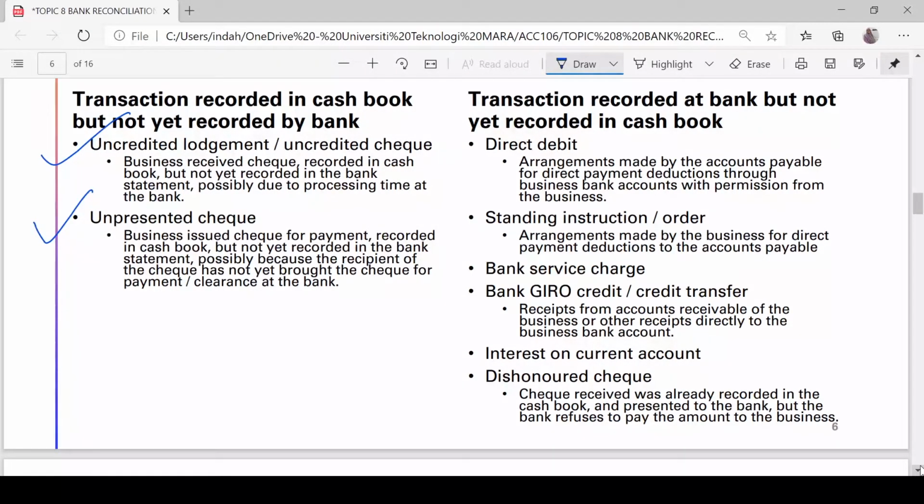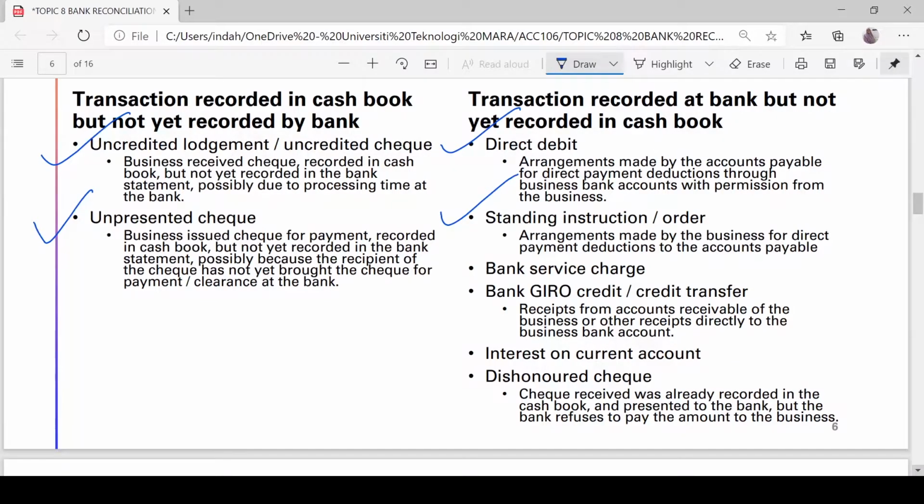All right. And the next one is standing instruction, or standing order. This is similar to direct payment deduction, except that this arrangement is made by the business itself to the accounts payable, meaning that the business made the arrangement to allow automatic deduction from the bank account to the accounts payable for a certain period, for a certain amount of money.